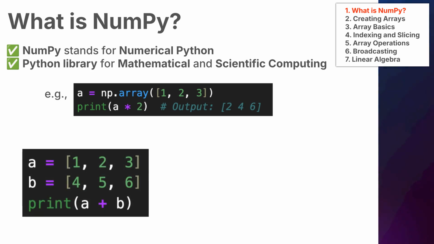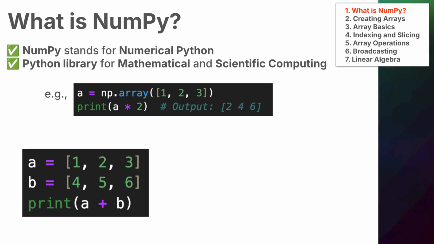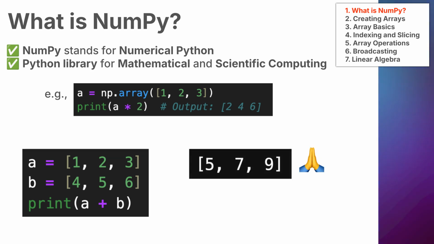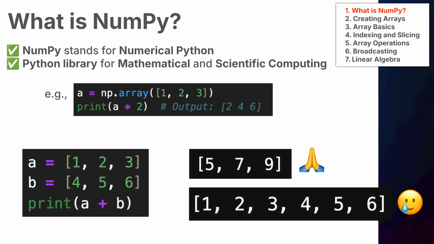Imagine you're doing math with lists in Python. You try to add two lists. You wanted element by element addition, like 1 plus 4, 2 plus 5, 3 plus 6. And here's the expected result. But Python just combined the lists like this. That's where NumPy comes to the rescue.